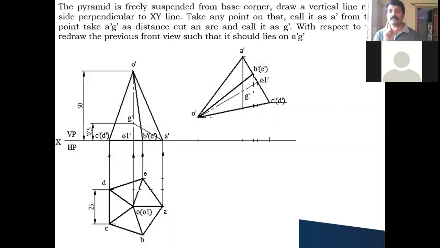Have all of you understood how to fix this A dash and G dash? Once again, I'll explain. You take any one point on the right side and call that A dash. Draw a vertical projector line, perpendicular to the XY line. Take the A dash to G dash distance, cut this vertical line and call this G dash.